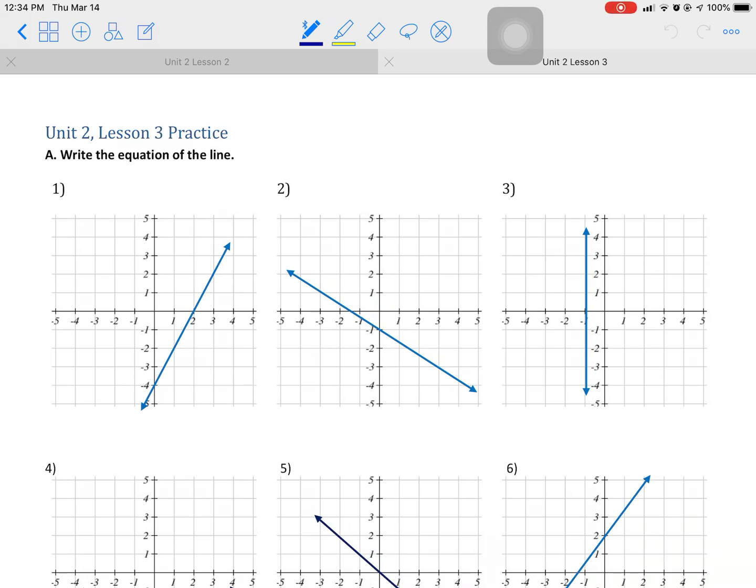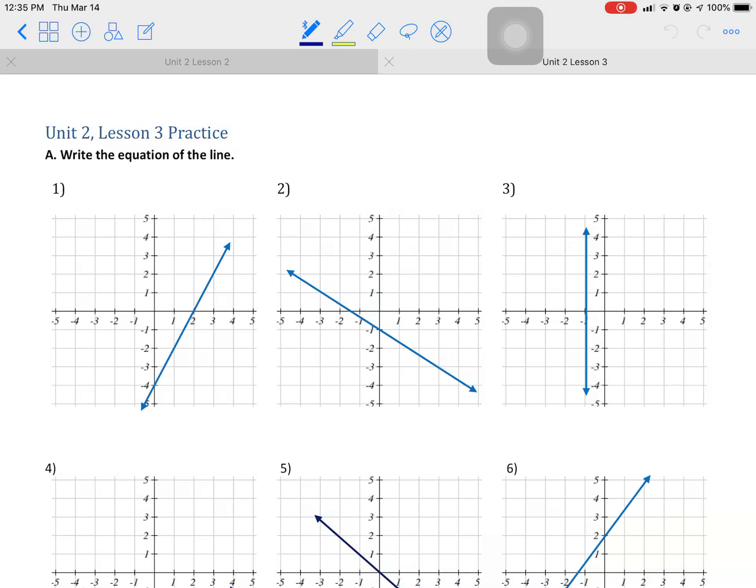Okay, we're at the practice for Unit 2, Lesson 3, finally. Hopefully we're getting the hang of this. Write the equation of the line. All right, so plain old line sitting there. What should we do first?